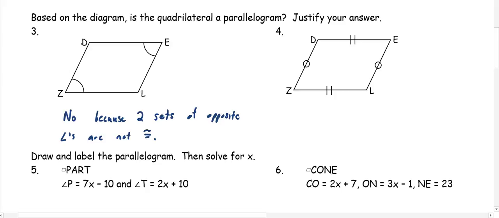Number 4, we have these circles that show that DZ is congruent to EL, and we have the tick marks that show DE is congruent to ZL, which means we have two sets of opposite sides that are congruent, so this is a parallelogram. So we would say yes, because two sets of opposite sides are congruent.